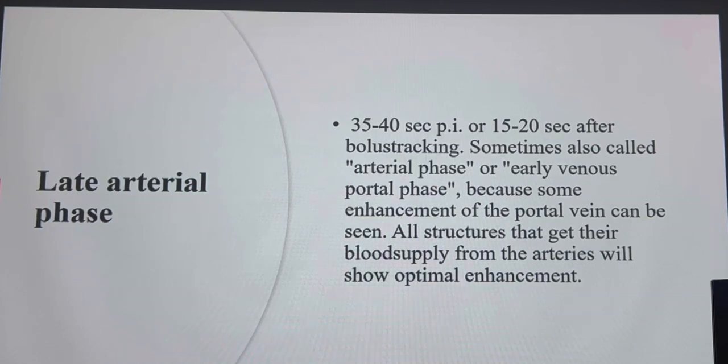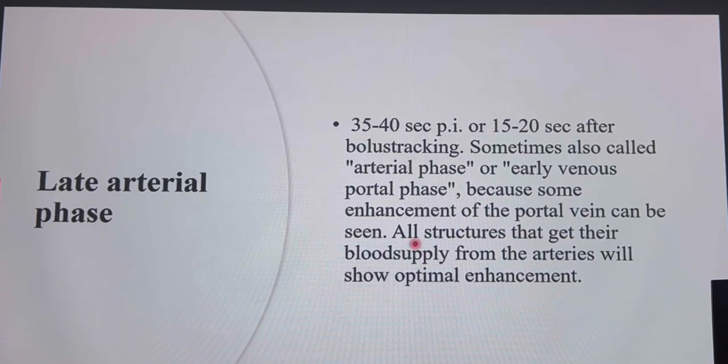the non-enhanced is 0. The early arterial is 15 to 20 seconds. The late arterial is 35 to 40 seconds. This case is called the early venous portal phase because some blood is present in the portal vein but not complete opacification. And the aim of this study is that all structures that get their blood supply from the arteries will have more optimal and maximal enhancement in this phase.